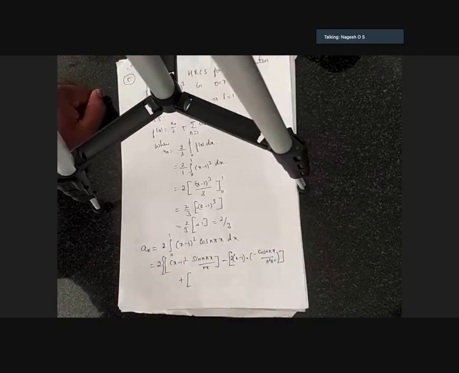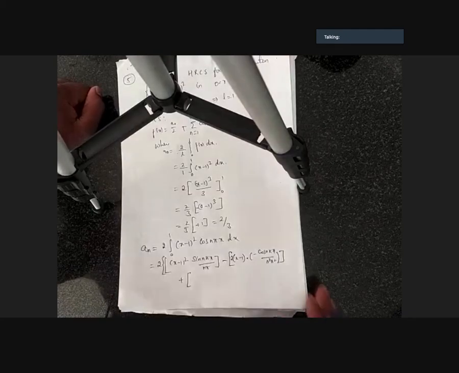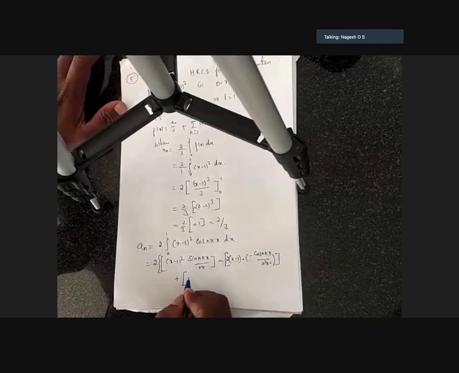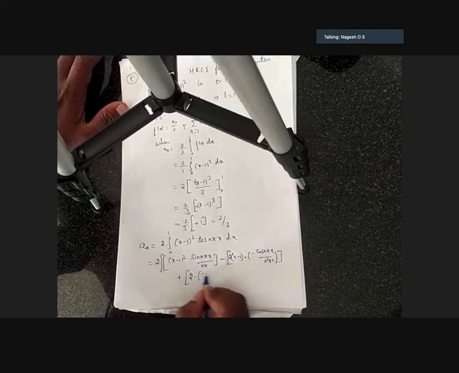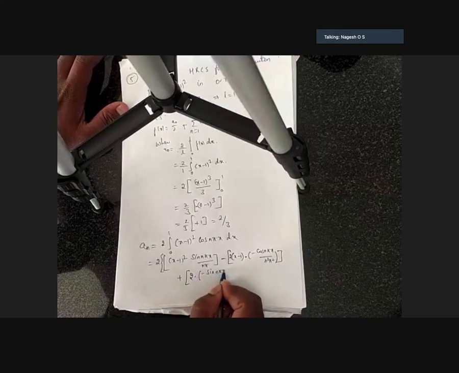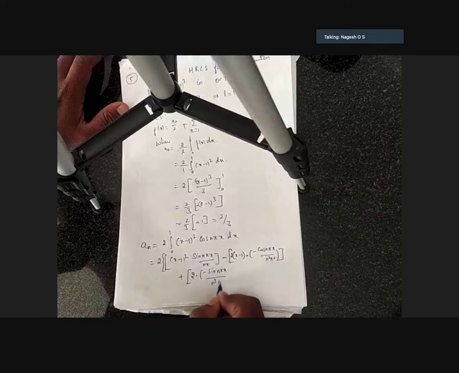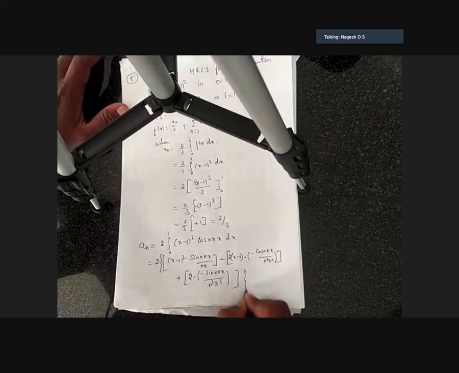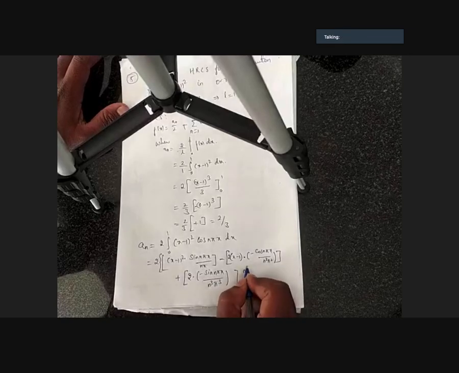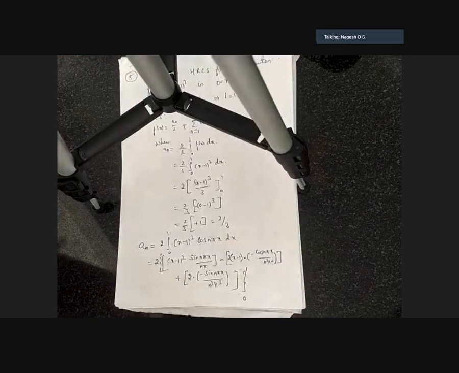And differentiation of this is 2, and integration of this is minus sin n pi x by n cube pi cube, between limits 0 to 1.